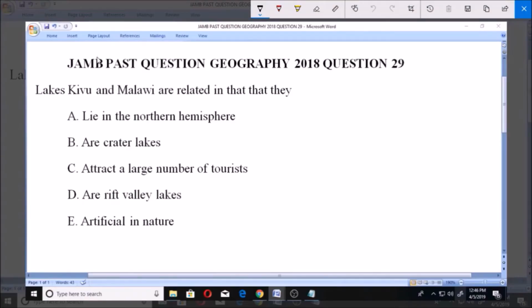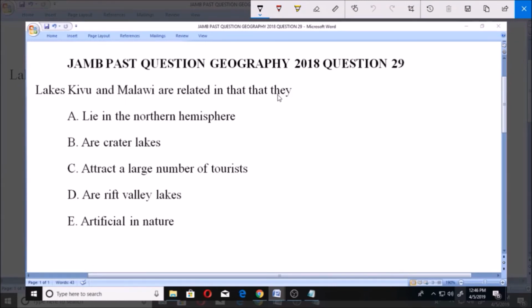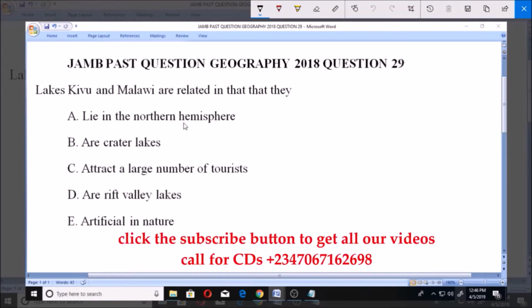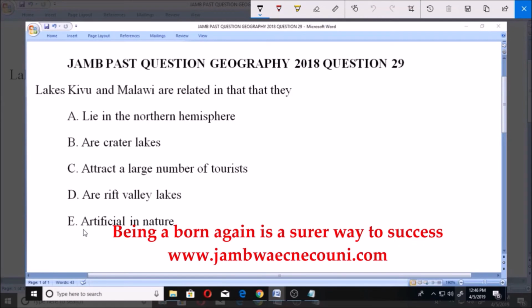Welcome. Let's look at this JAMB past question, Geography 2018, question number 29. Lakes Kivu and Malawi are related in that they A. lie in the northern hemisphere, B. are crater lakes, C. attract a large number of tourists, D. are rift valley lakes, E. artificial in nature.